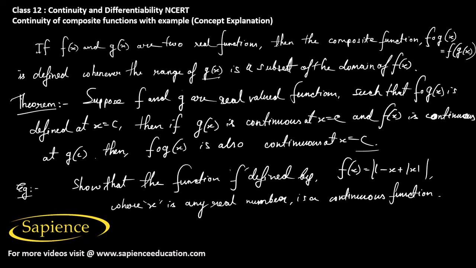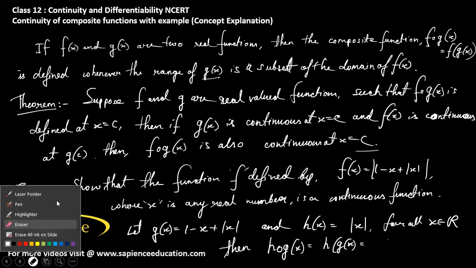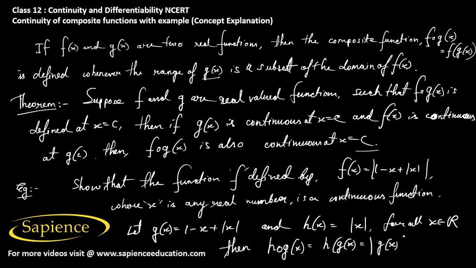Here the function g of x is defined as 1 minus x plus mod x, and the function h of x is defined as mod x for all x belongs to R. Then we can write h of g of x, which is equal to mod of g of x, which is equal to mod of 1 minus x plus mod x, which is equal to f of x.